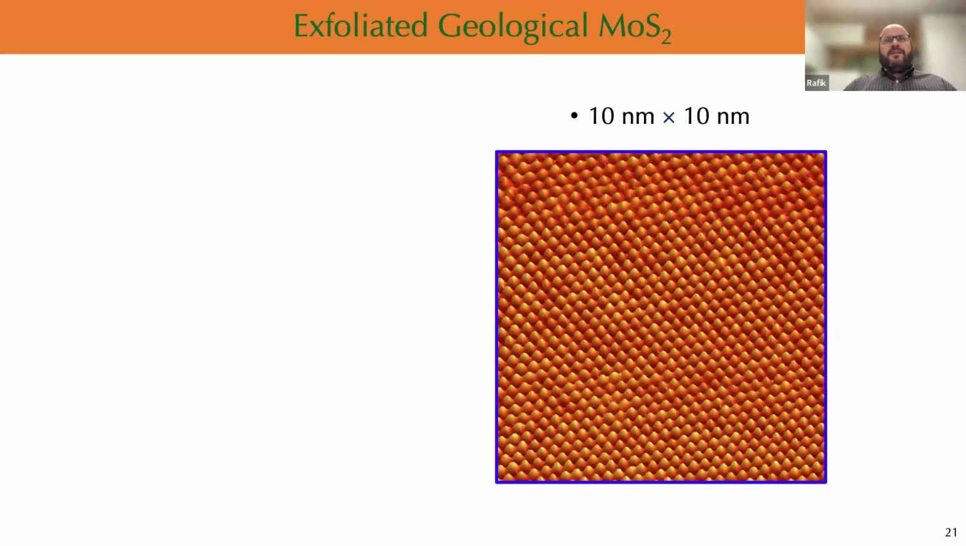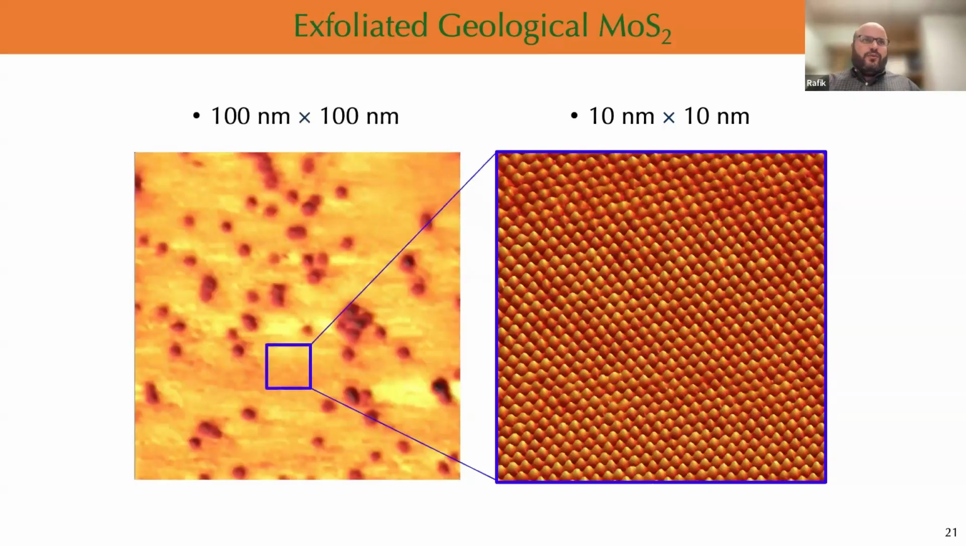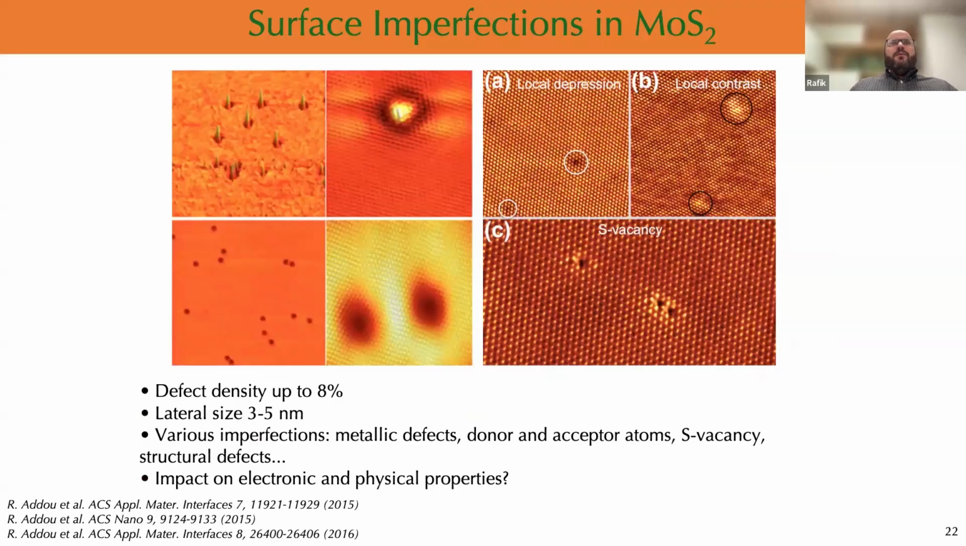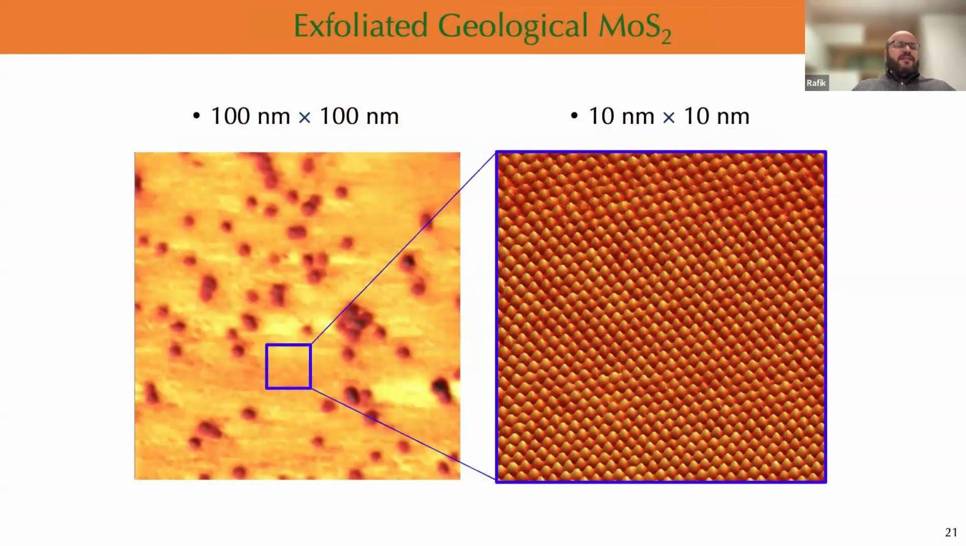We can see that, but when you zoom out, you see that there are a lot of defects on these materials. One of our goals in the past was to inspect the quality of the materials used in 2D field effect transistors. We were doing that using the scanning tunneling microscope, atomic force microscope, and also X-ray photoelectron spectroscopy, XPS.